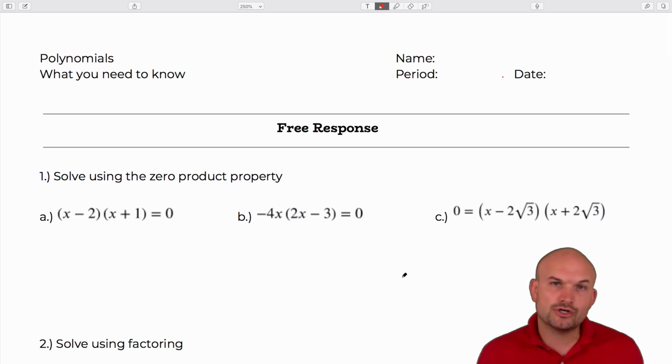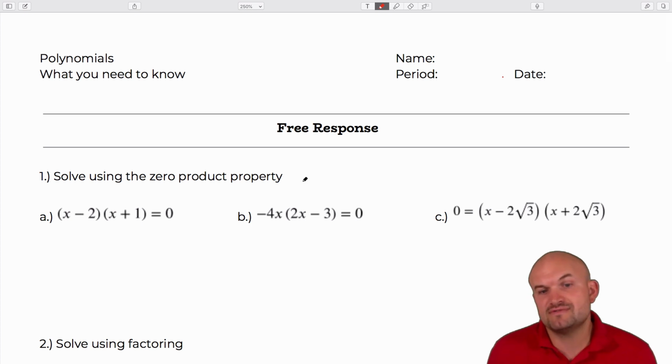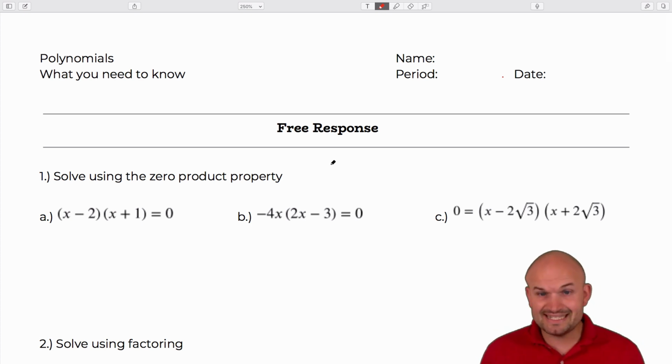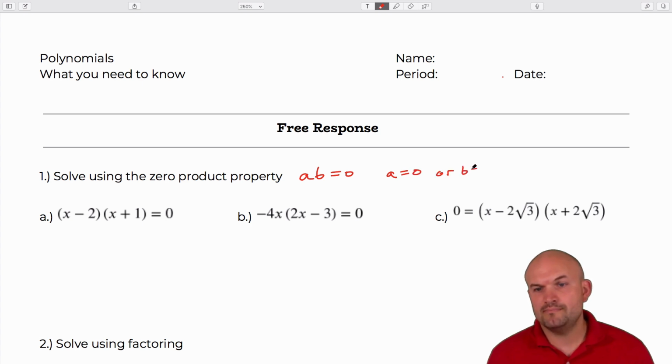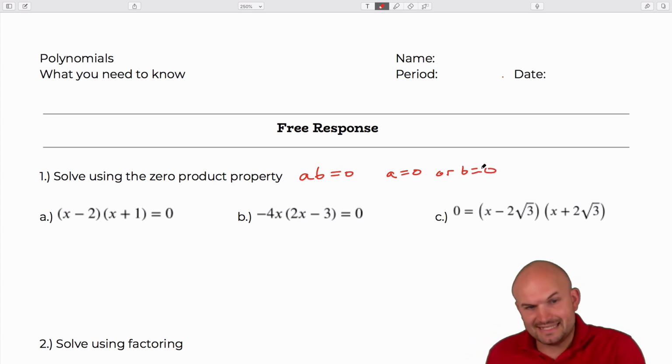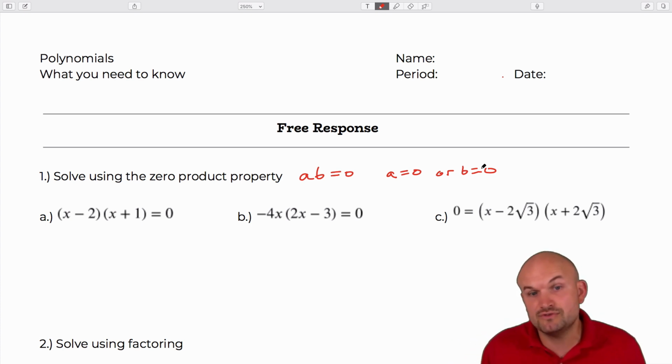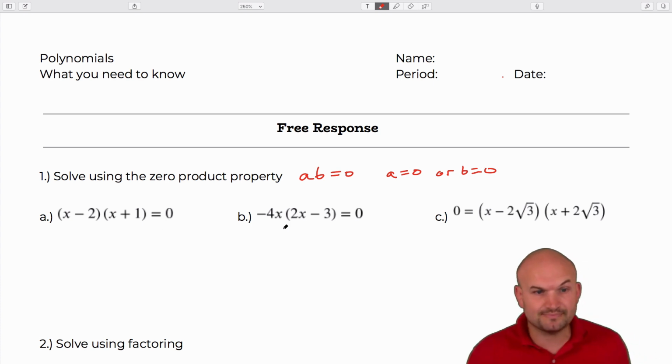The main thing is remember the zero product property. When we have a product set equal to zero, which all of these already are, then we know that one or more of those quantities has to equal zero. So basically the zero product property: if you have A times B equal to zero, then A must equal zero or B equals zero. What's nice about this is, if we automatically identify that we have a product equal to zero, then we can set them both equal to zero to find our possible solutions.